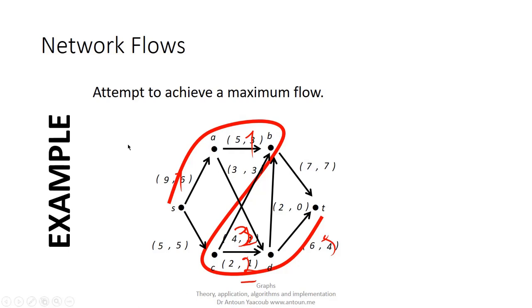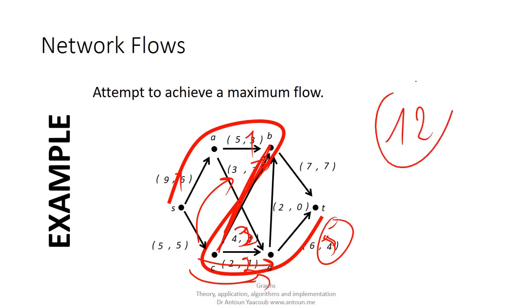We divert 1 unit of flow from arc CB, as if we have removed this one from here, and we have sent it through CD instead. Instead of going like this, I have sent it here. So as you can see, we have augmented the flow by 1. In total, we have a flow equal to 12. And this is the idea of how we achieve maximum flow.